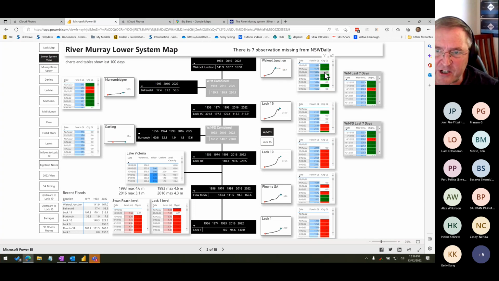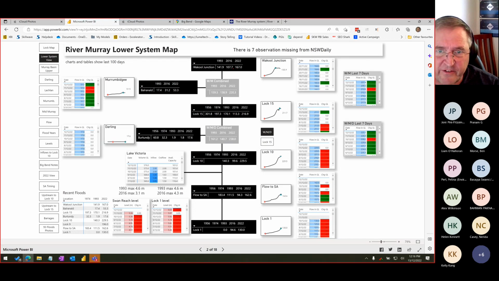And if I want to find out how much time, I can come down to this one here. 167 was the 13th of November, and we're now the 13th of December. So it's basically been pretty close to peak for about a month now. So a lot of water coming down from Wackle Junction.